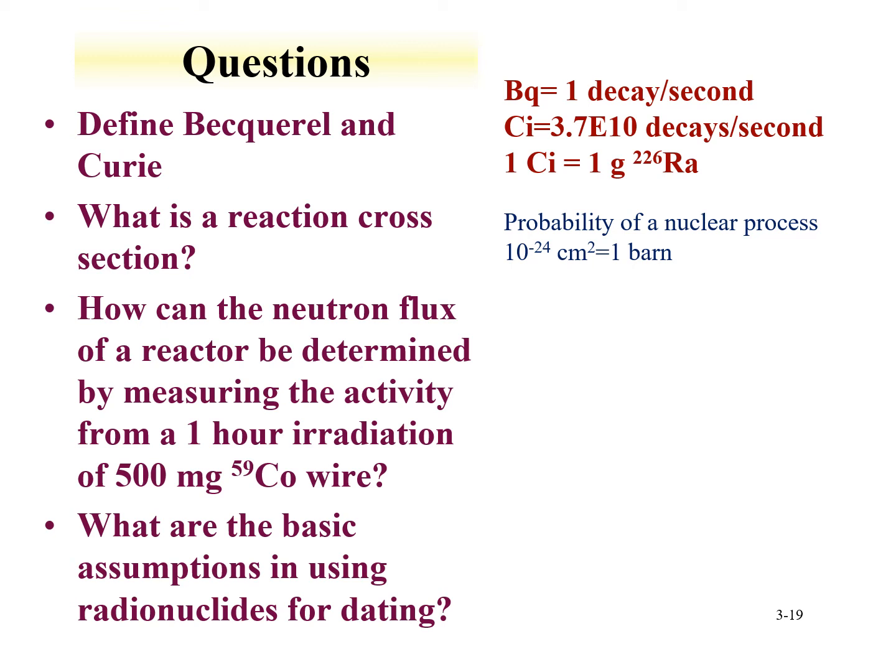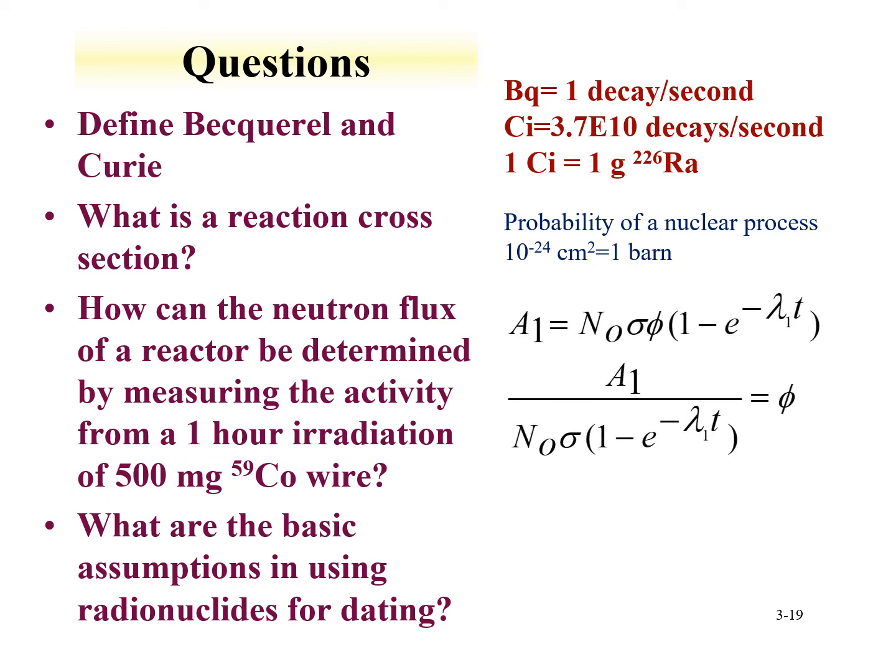So how can you determine a neutron flux in a reactor if you irradiate a certain amount of material for a given period of time? In this case, let's use the irradiation of a wire of cobalt, 500 milligrams of it for 1 hour. Just use this equation where the activity, you can measure it, you can pull out the cobalt, measure it, the activity is equal to the amount of the cobalt-59. And what cobalt is made from this? Cobalt-60, because we're just adding a neutron to it.